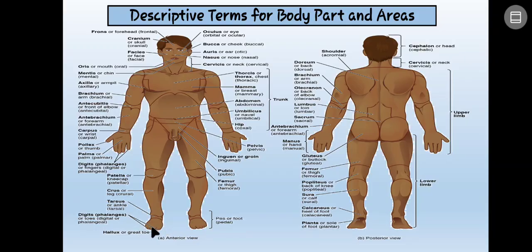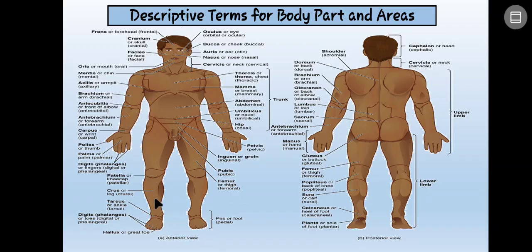But for the leg is the toes. It's also digits or phalanges. So this side is the tarsus or the tarsal region. Then we have the digits or the phalanges, the phalangeal region. Then the toes, we call it the big toe. In anatomy, we call it the hallux or the great toe. The very big toe, we call it the hallux or the great toe.